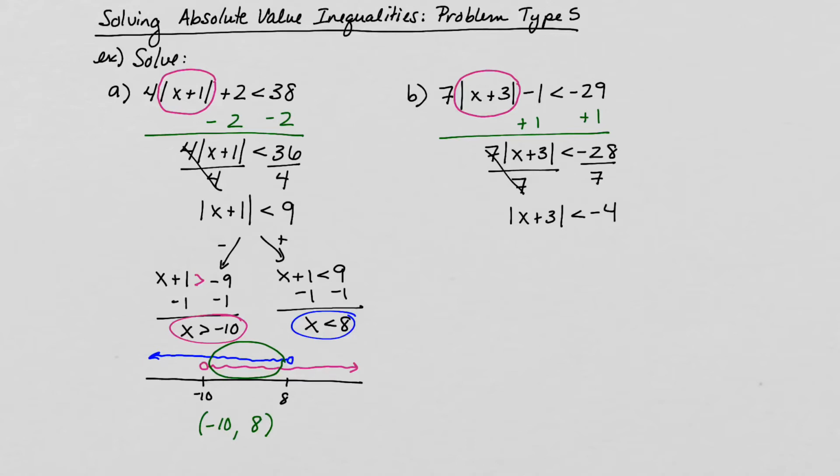Okay, so now this is one of those special cases, if you remember from a couple videos back. I have the absolute value all by itself, but now it's less than a negative number. Remember that the absolute value is always positive. Whatever happens on this left-hand side, it's always going to be positive. And so a positive number is never going to be less than a negative number. So this is that case where you get no solution.